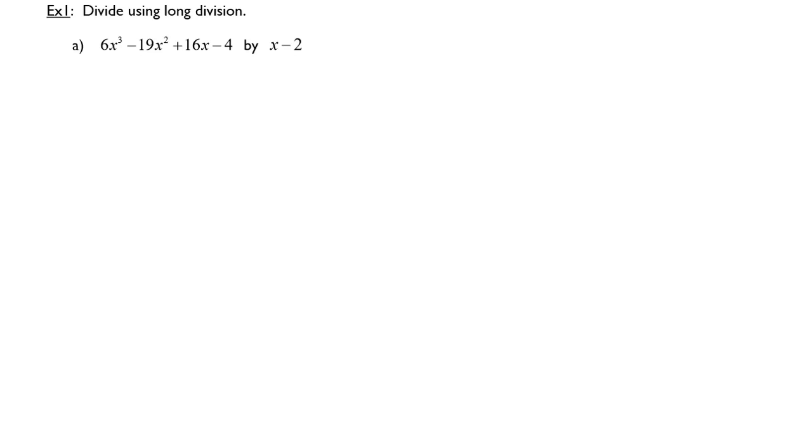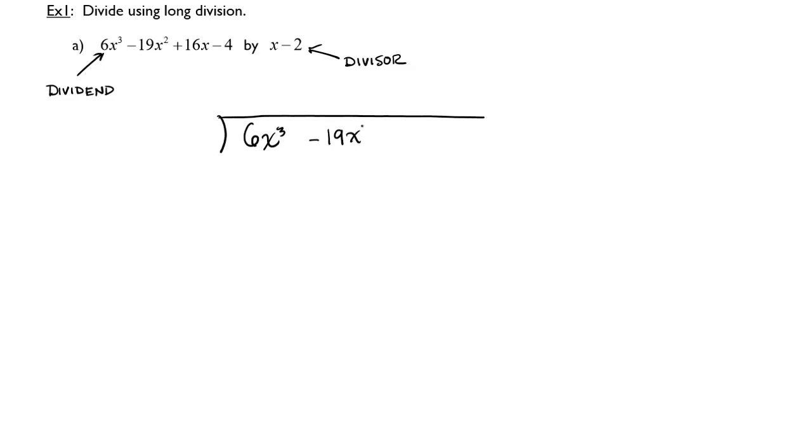Let's divide example 1 using long division. The example given is 6x to the third minus 19x squared plus 16x minus 4. We need to divide it by x minus 2. So the number at the beginning is the dividend, and the number second is the divisor. I'm going to rewrite this under the division bar: 6x to the third minus 19x squared plus 16x minus 4. Now we're going to put the divisor out front, x minus 2.